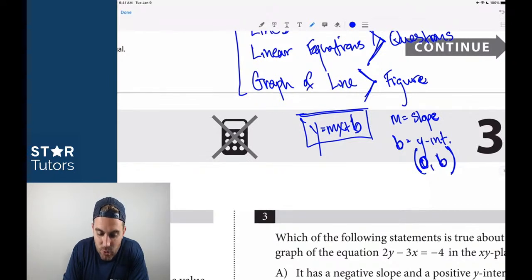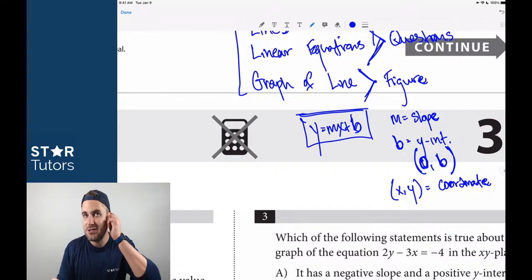And then finally, the one that everybody forgets about is x, y. These are coordinate points on the line. The equation does not define the line; the line defines the equation.